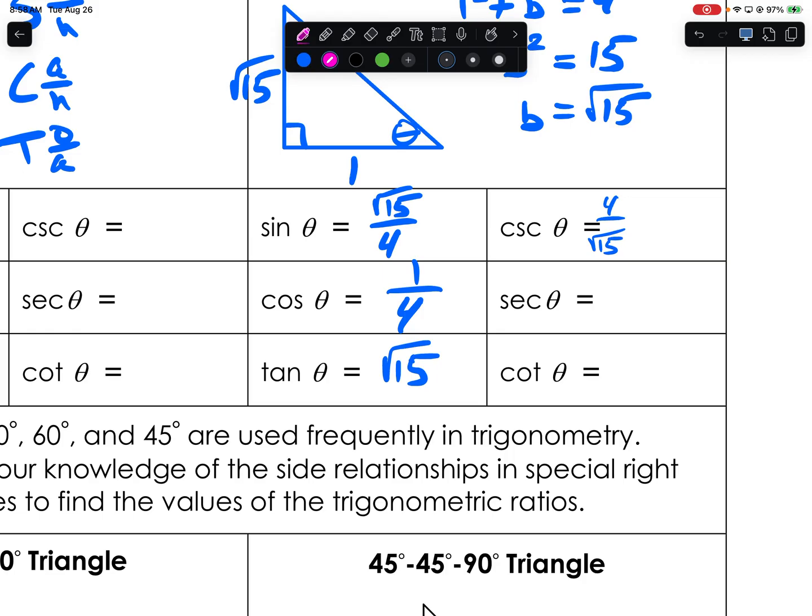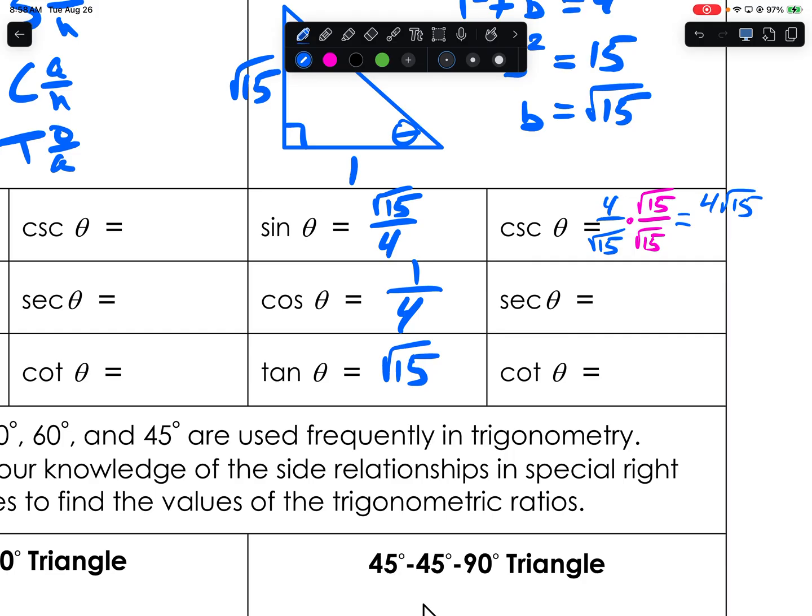What do I multiply by to rationalize? Square root of 15 over square root of 15. As long as I multiply by something that's equivalent to 1, I don't change the value of the fraction. So when we multiply the numerator, we just get 4 square root of 15. You just kind of smush them together.